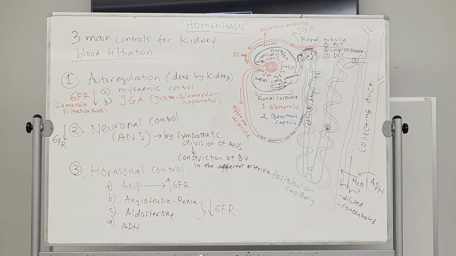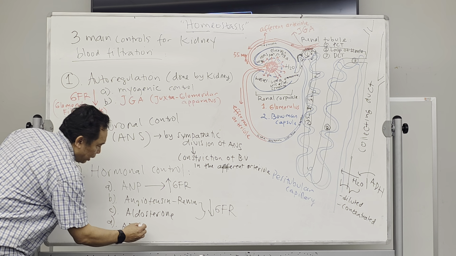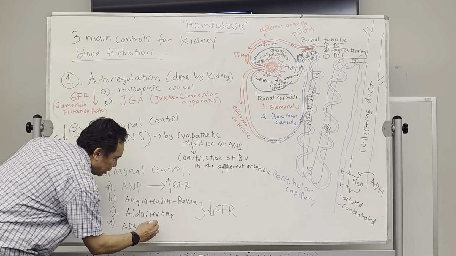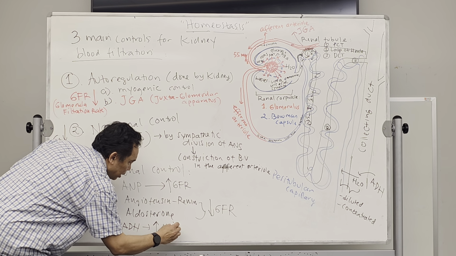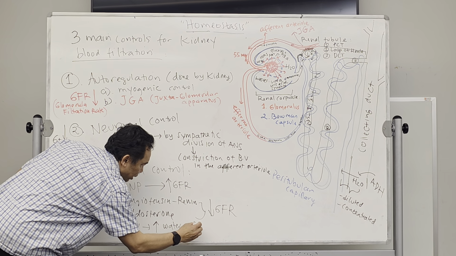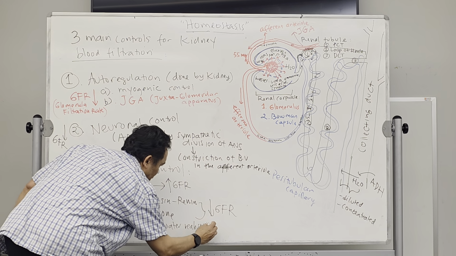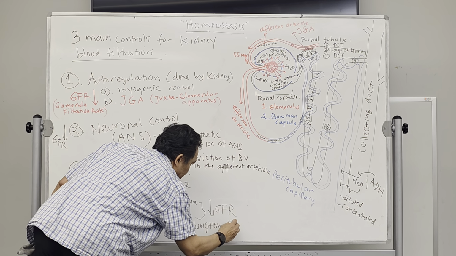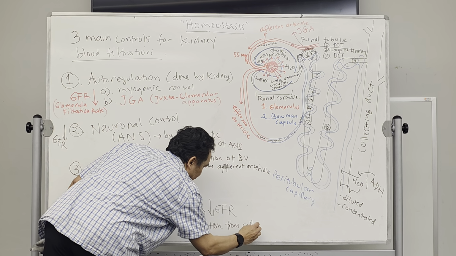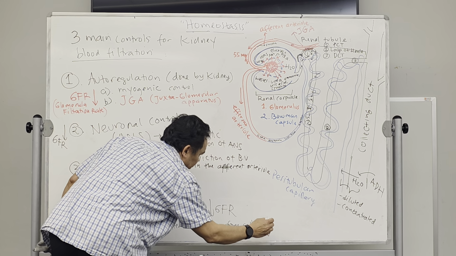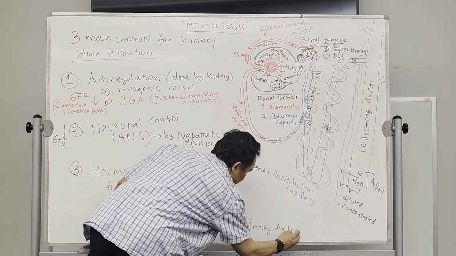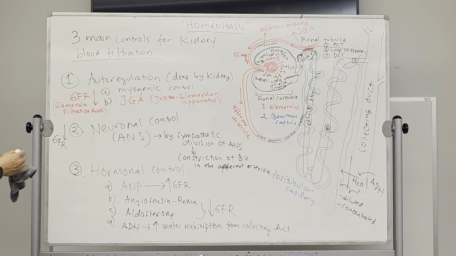Okay. And then the ADH is the one that increases water reabsorption from the collecting duct. Okay, that's the three controls for these filtrations and urine formations in the kidney.